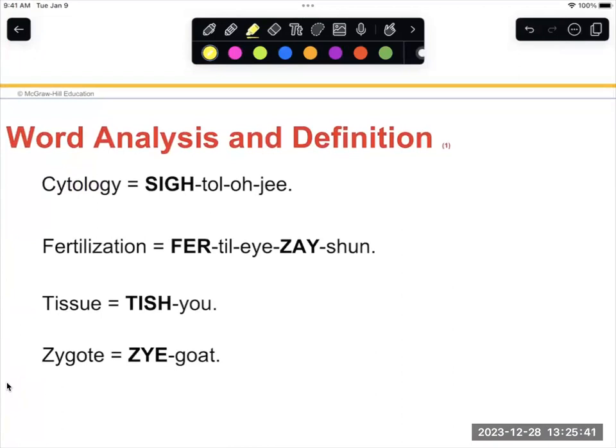So we go through and pronounce these different words. Cytology. This means the study of cells. Fertilization. This is the union of a male sperm and a female egg. Tissue. A collection of similar cells. Each type of tissue in a particular organ is made up of the same type of cells. Zygote is a cell resulting from the union of a sperm and an egg.